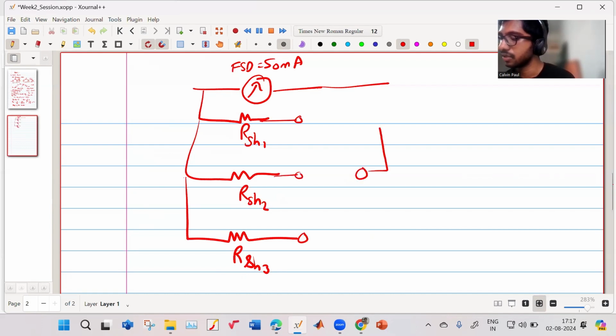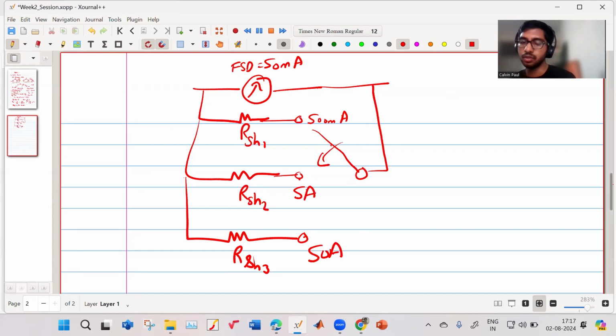And there's this terminal just connected over here. So we will have a switch. It can either be at this position, or it could move to this position or this position. So these will have different ranges. Say if I connect it to R shunt 1, the range can be 500 milliampere. If I connect it to R shunt 2, the range can be made 5 ampere. If I connect it to R shunt 3, the range can be made 50 ampere. In this way, I can have a multi-range ammeter.